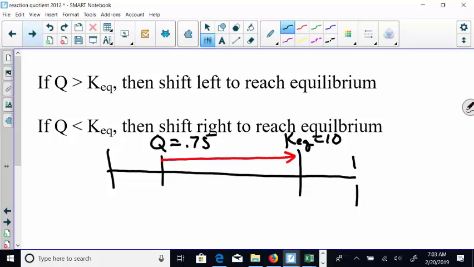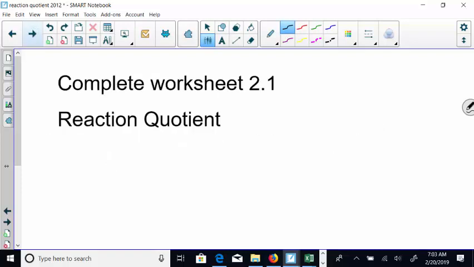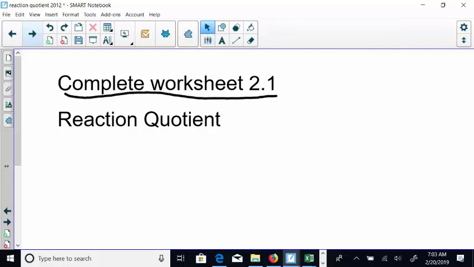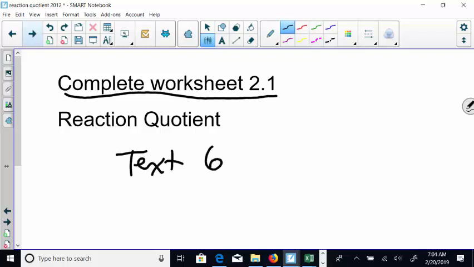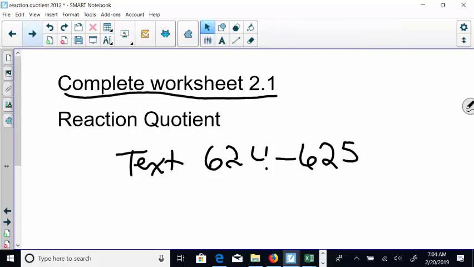So your assignment that I gave in class yesterday is what your homework is for today. That is due in class tomorrow. So you can complete this worksheet. If you forgot to bring it home, I've also attached it. And then you could also read your textbook, pages 624 to 625, which also covers this reaction quotient. So that is your assignment.